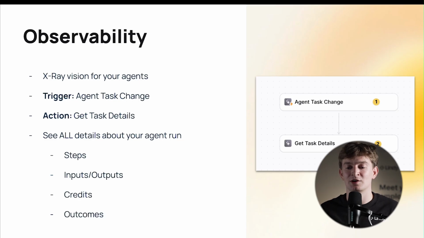Then get task details is an action that, given a task, will fetch literally everything about that agent task run. This includes all the steps in your agent, all the inputs and outputs, any credits consumed, and any outcomes, whether successful or errors. It kind of looks like the Matrix, but the good news is you just send the Matrix through the AI, and the AI will process it and turn it into really coherent and actionable insights.